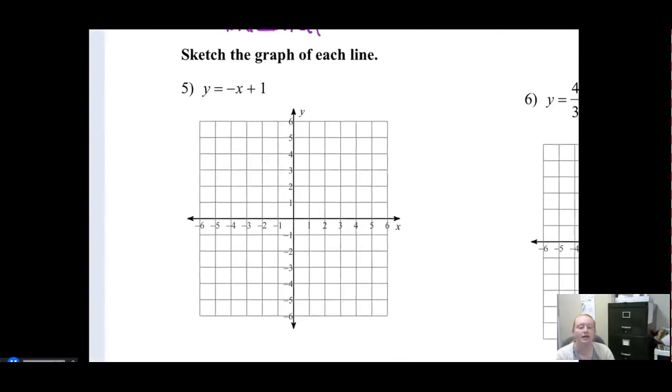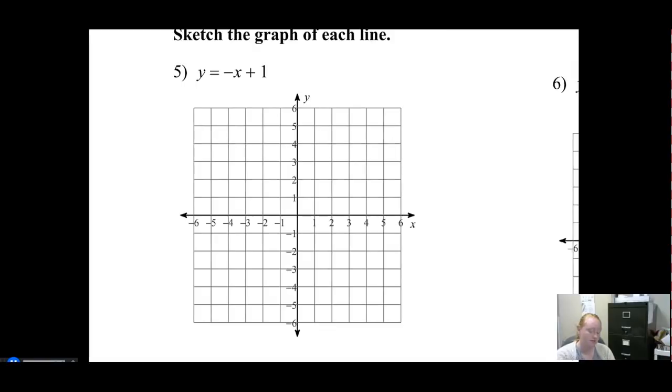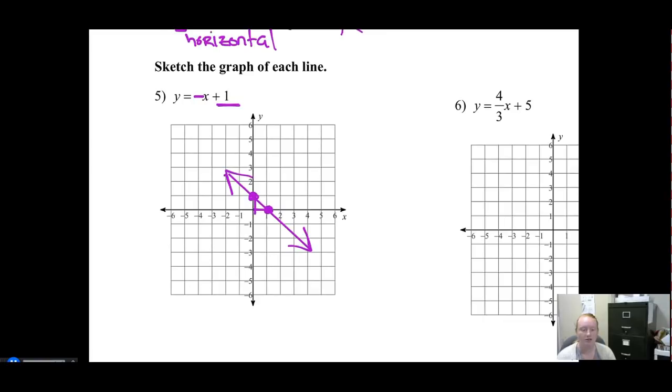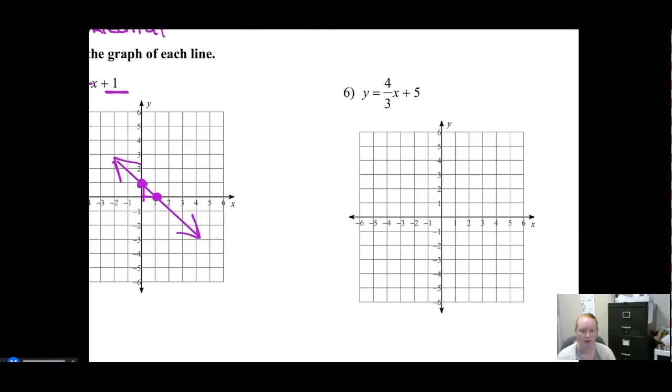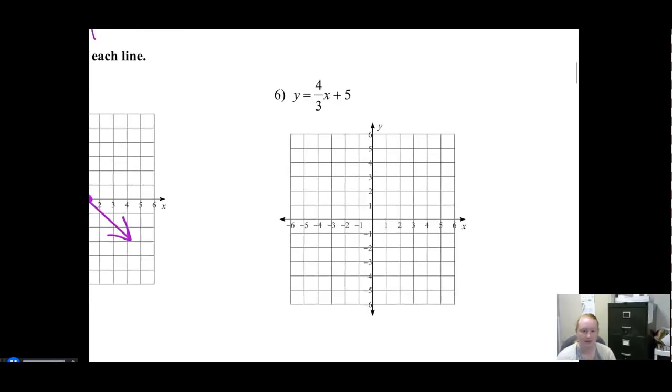So here they want us to sketch the graph of each line. My starting point is the last number. It's my y-intercept. My y-intercept here is 1. This negative sign tells me that my graph is going to move down. And since there's no number there, we can assume that it's down 1 over 1. When multiplying, we assume ones as placeholders. When adding, we assume zeros as placeholders. 6.